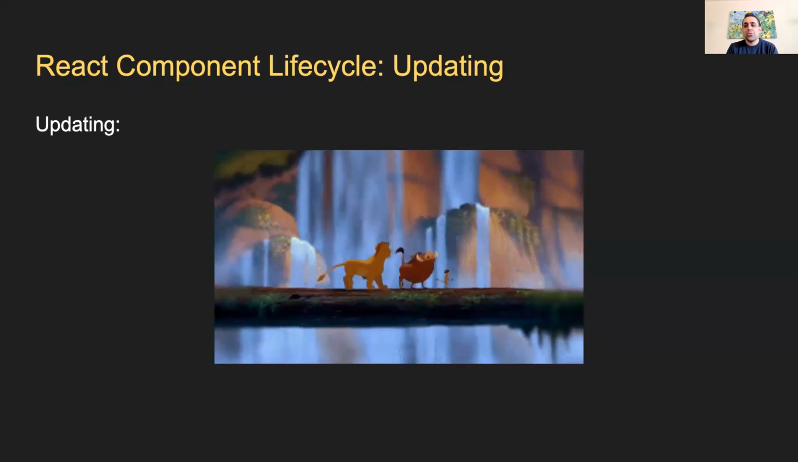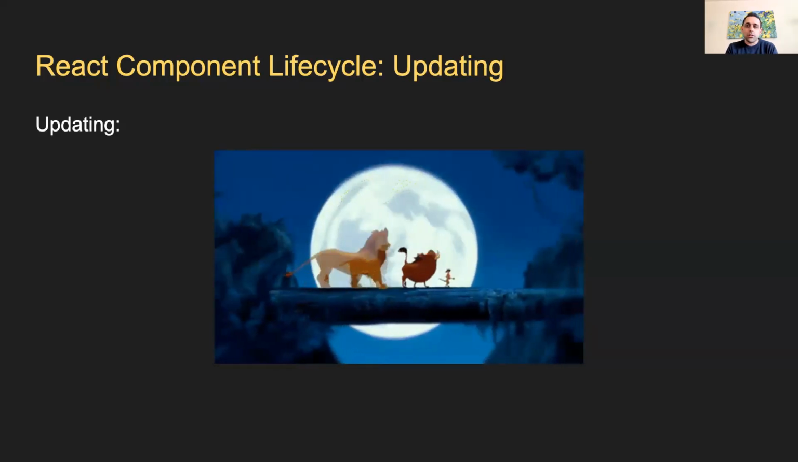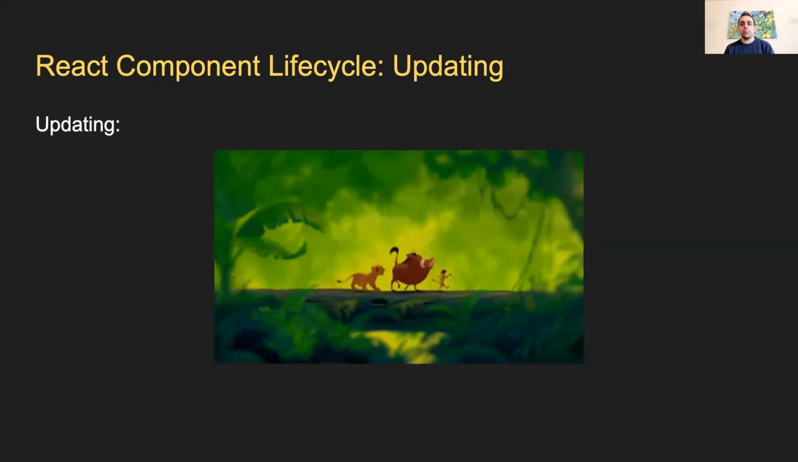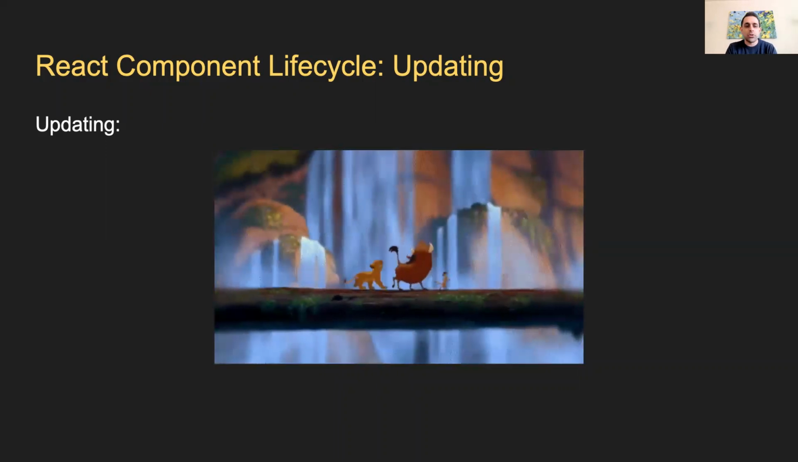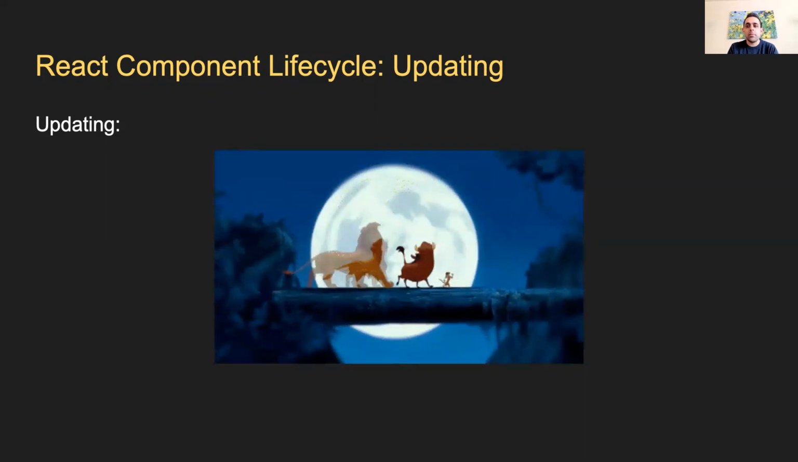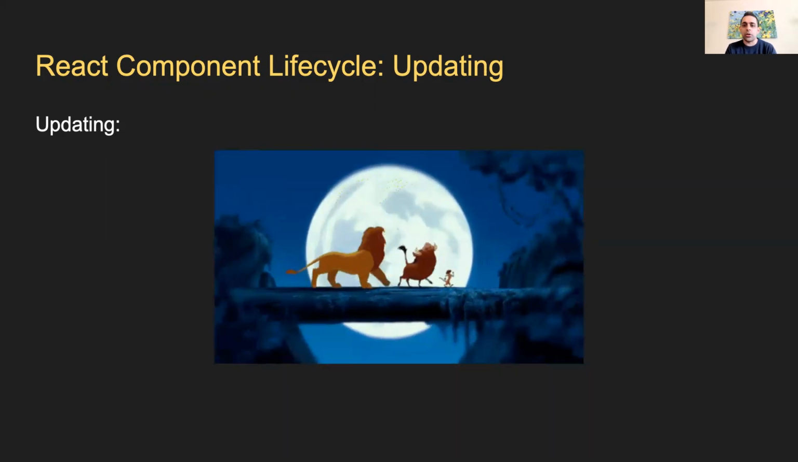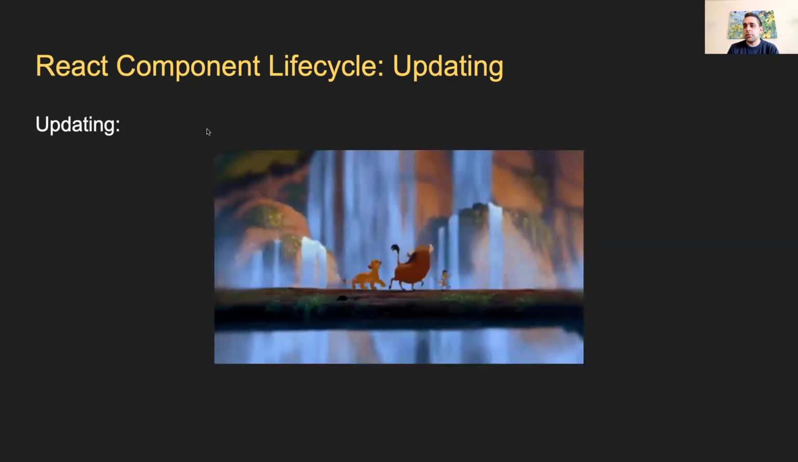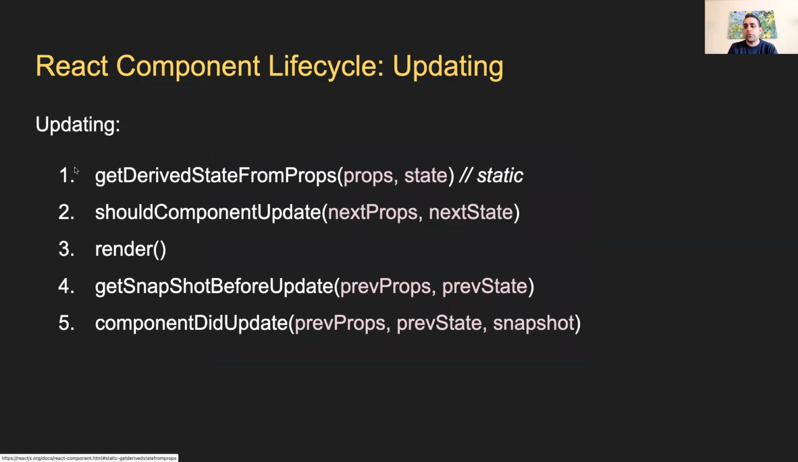All right, so we talked about mounting. That's where a component is initially created and then rendered to the DOM, and then handling anything after the initial render with componentDidMount. Now let's talk about updating in our component lifecycle. For updating, there are, I guess, 5 methods that are called.